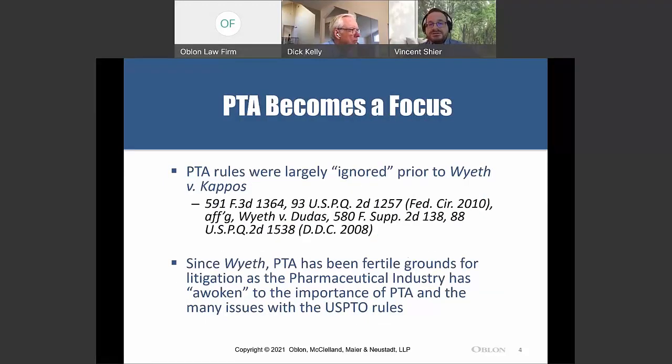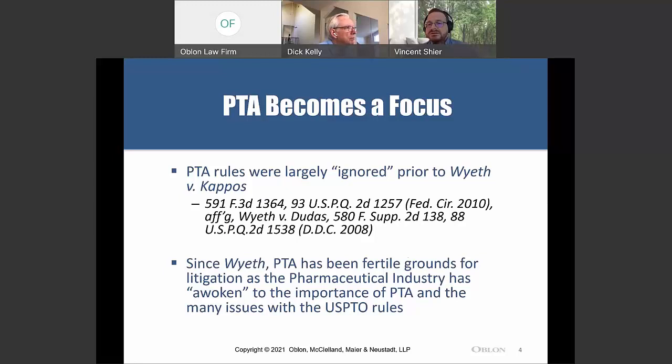Well, patent term adjustment rules are what drive the calculation. The statute gives broad instruction, but it was largely left to the director to set forth rules as to how the reductions as well as the positive adjustments would be calculated.